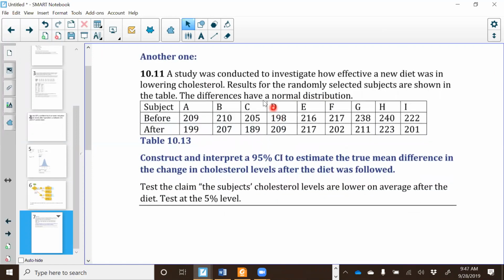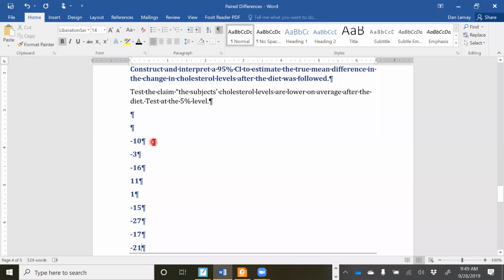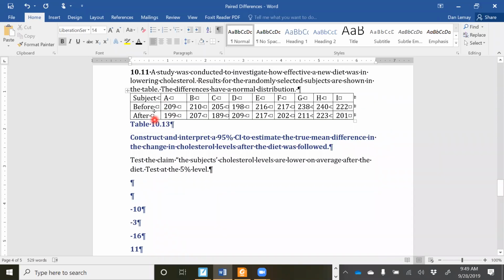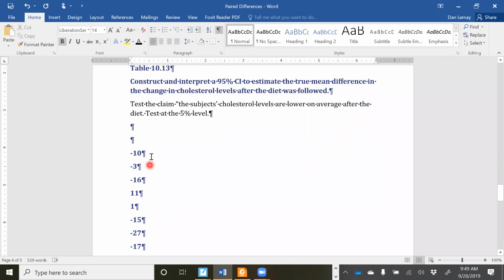So give me a minute here, and you find the differences, and I'll find the differences, and then you can come back and start this video again and see if we agree with that. So this is what I found when I subtracted the after numbers from the before numbers. I've got these numbers. I'm seeing most of them were lower, 2 were higher.